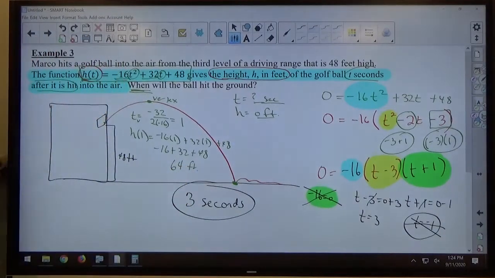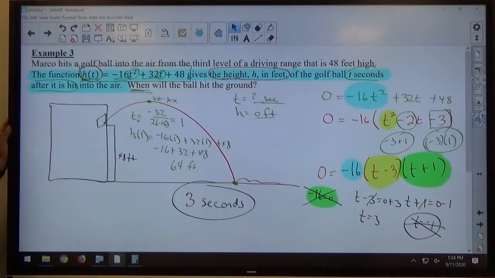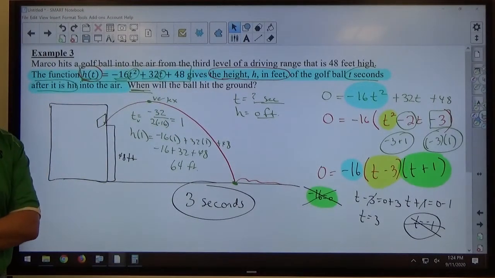So again, there's another question you're capable of asking with your current skills. How high does it go? When does it get that high? When is the time? 1 second. How high does it go? 64 feet. All right, so again, anything that they ask you about parabolic motion represents those things right now that you know how to do.